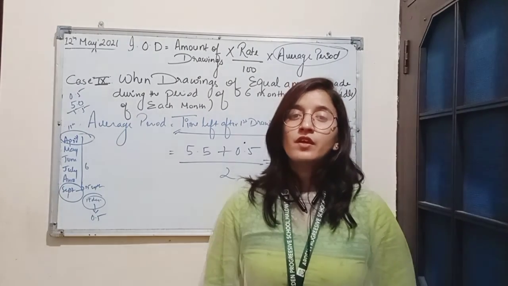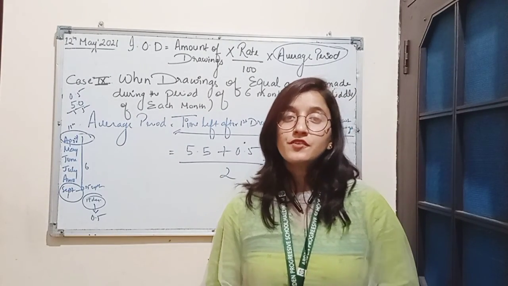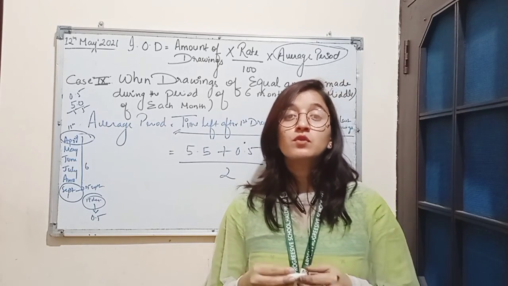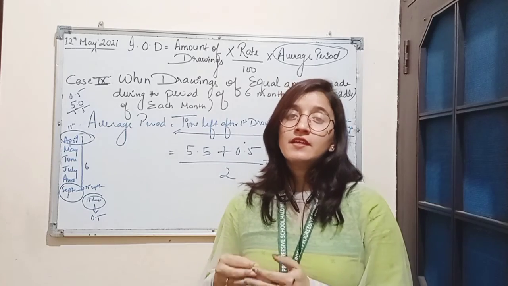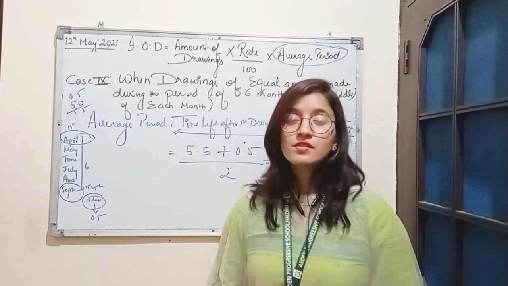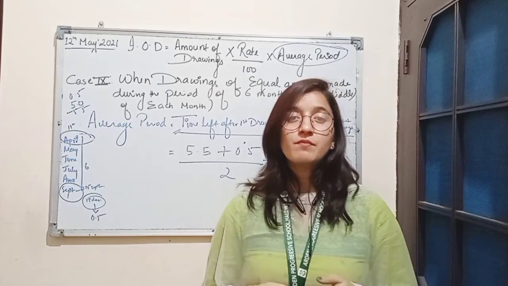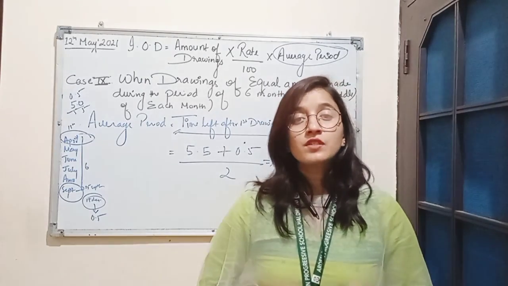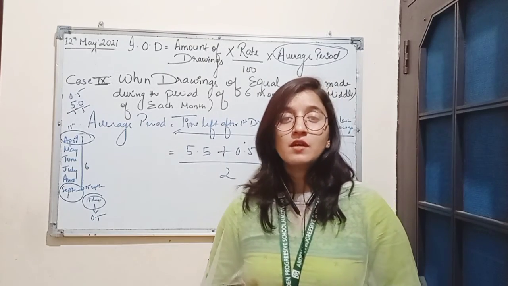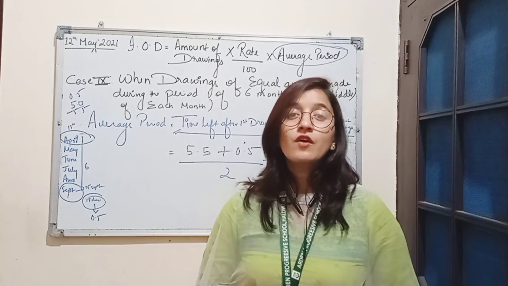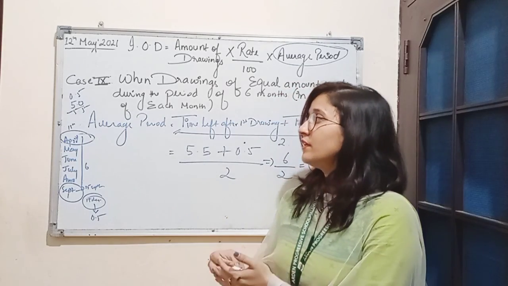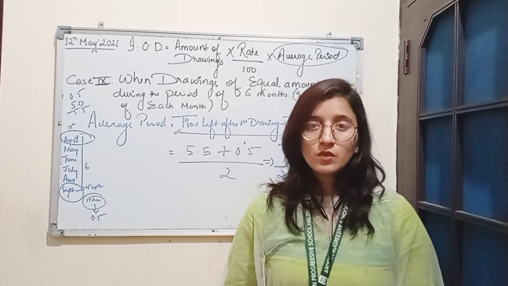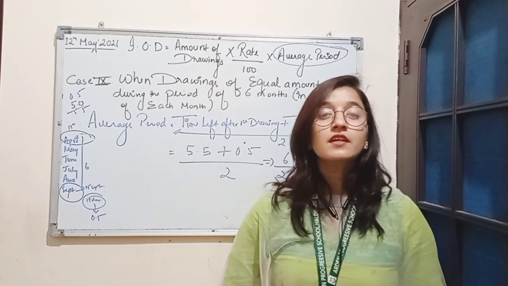So in this session, we have learned to calculate interest on drawings in the case where the partner were withdrawing the amount on quarterly basis. In that case, we have learned about 3 situations. We have also solved the numerical question based on those cases, and also we have discussed about the case where the partner were withdrawing the amount on the duration of 6 months. So we have learned how to calculate average period in such cases, and we'll be solving the numerical questions based on these cases in the next session.